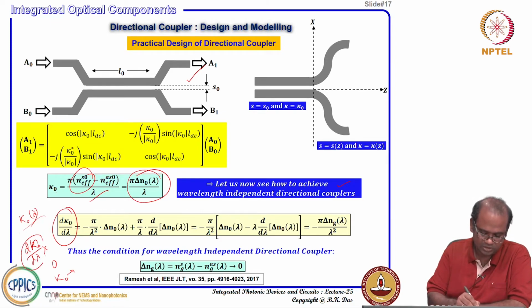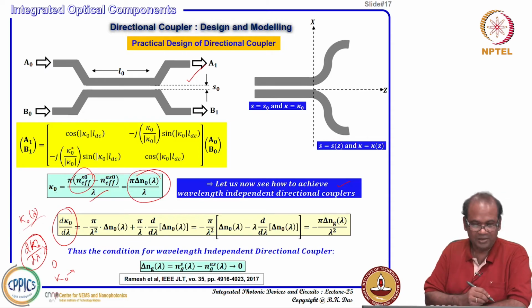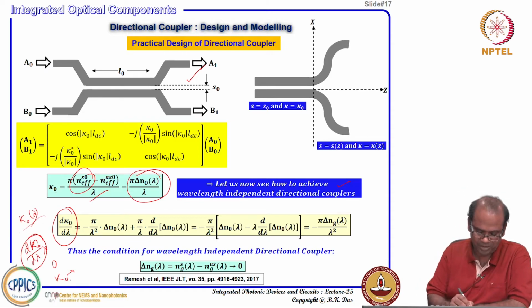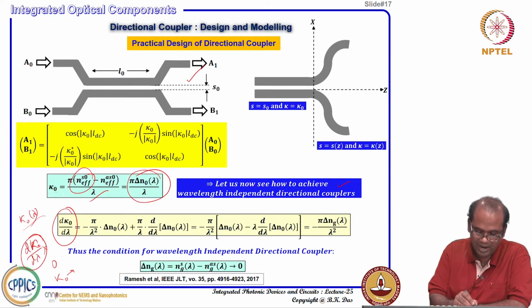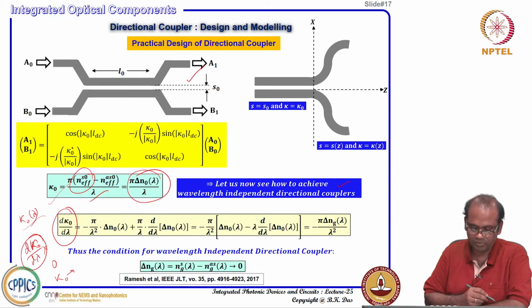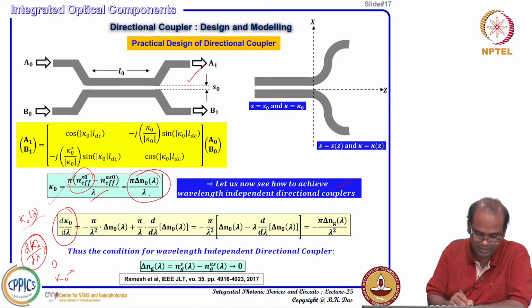If you just see that d kappa naught by d lambda tends to 0, that means kappa naught tends to be lambda independent. I have the expression for kappa naught, and I try to find d kappa naught by d lambda, where kappa naught is for S naught, the technology limited gap, corresponding to whatever the kappa naught value.